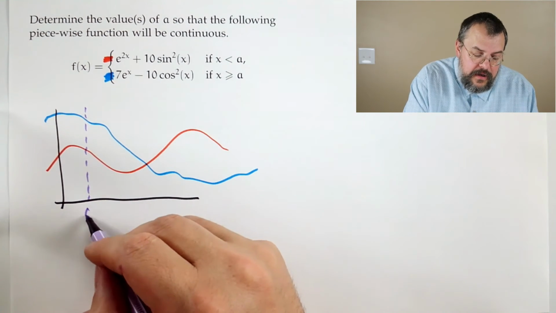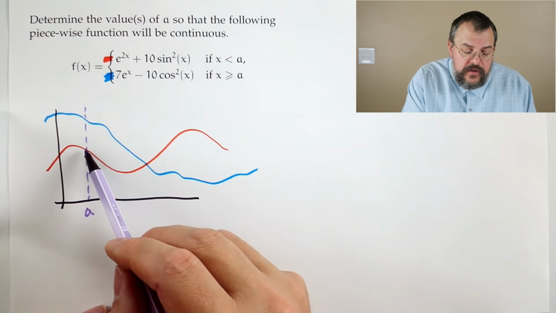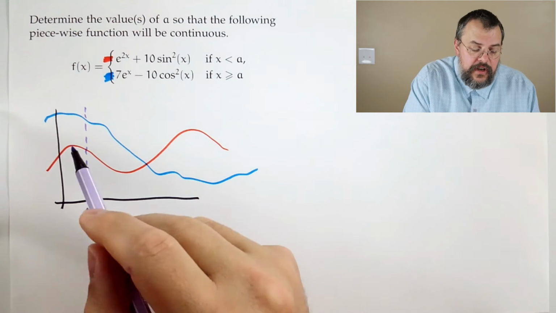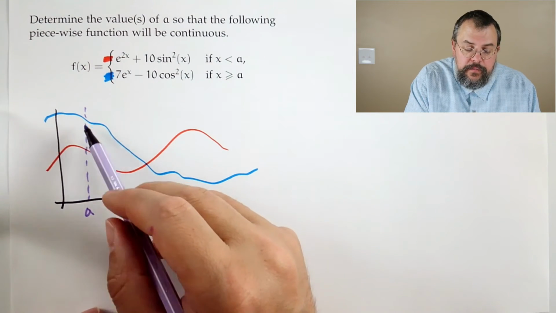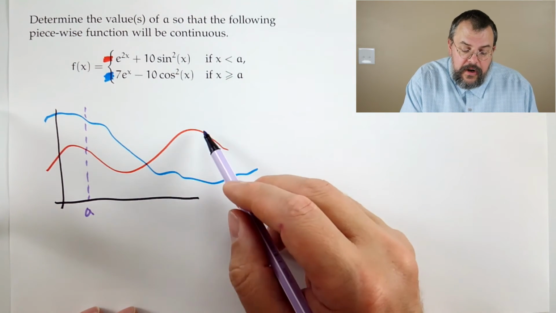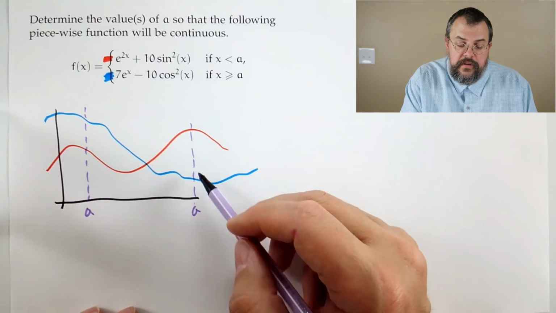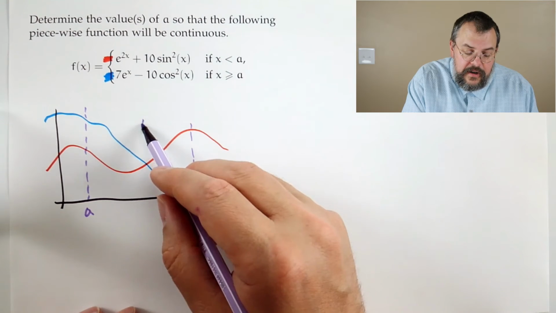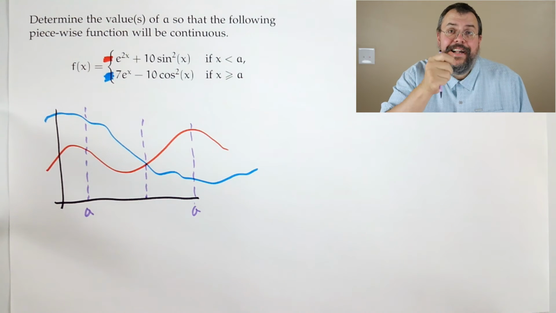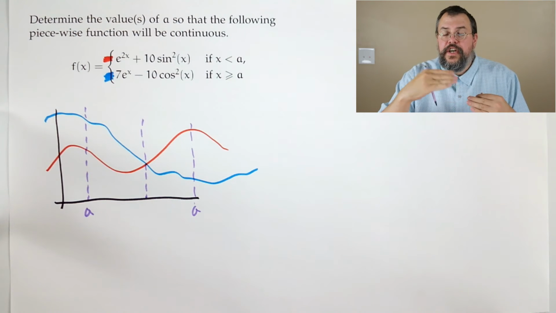The answer is no. Because at a, we switch from one curve to the other curve. So if I were to do a switch here, that wouldn't be continuous. It would be discontinuous. Okay, what about something over here? Same thing. It's a discontinuity because there's a jump involved. Well, what about here? That's fine. You see where they cross, that's a good place to pick a because there's not going to be a jump involved.